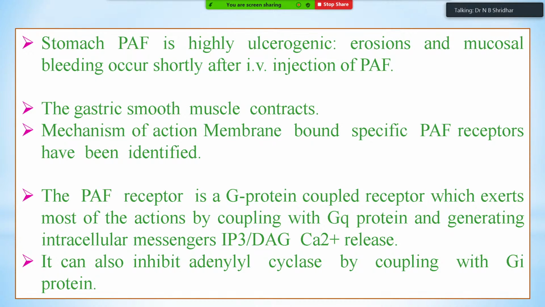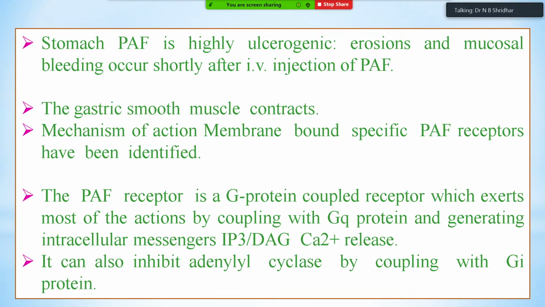And also in case of the stomach, platelet activating factor is highly ulcerogenic. When coming to the ulcerogenic property, this is also one of the strong ulcer inducing agents, and erosions and mucosal bleeding occur shortly after IV injection. That's experimentally proved. The gastric smooth muscles are going to contract.